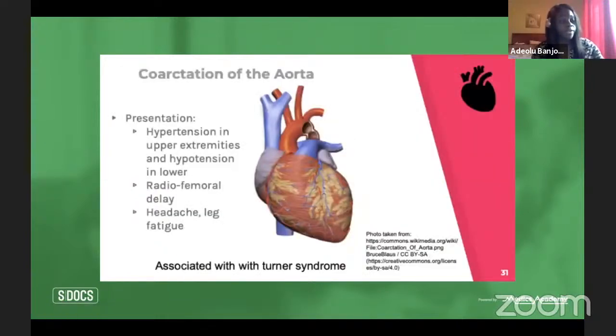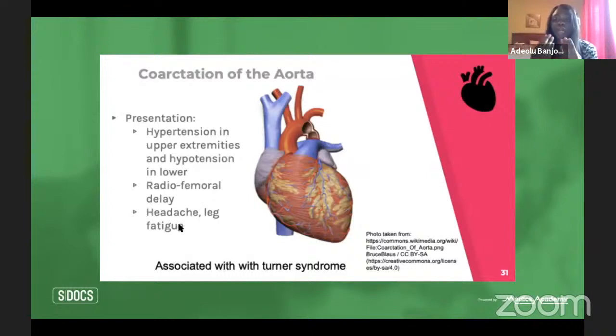So coarctation of the aorta is when you have a narrowing of the aorta, usually distal to the three great vessels coming off of it. As you can see in this picture, it's after you have your three first branches. What it presents with is hypertension in the upper extremities and hypotension in the lower extremities. Another sign that you can have is what's called radiofemoral delay, because of the delay of your femoral pulse versus your radial pulse. And you can also have symptoms of headache and leg fatigue.